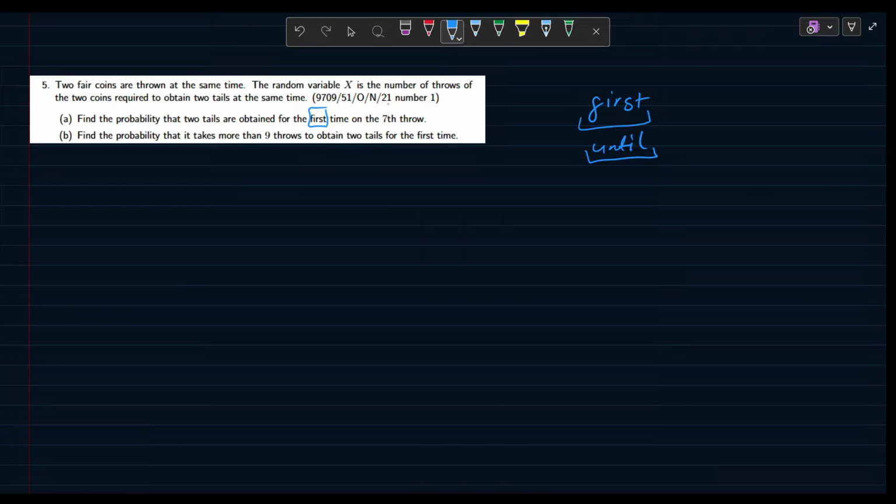We've been given that x is the number of throws of the two coins required to obtain two tails at the same time, and we want to find the probability that two tails are obtained for the first time on the 7th throw. So x follows a geometric distribution. We want to obtain two tails. The probability of obtaining a tail when you throw a single coin is 1 over 2, and so getting two tails when you throw two coins is 1 over 2 times 1 over 2, which is a quarter, which I'll write as a decimal, 0.25. You can give your probability as a fraction as well.